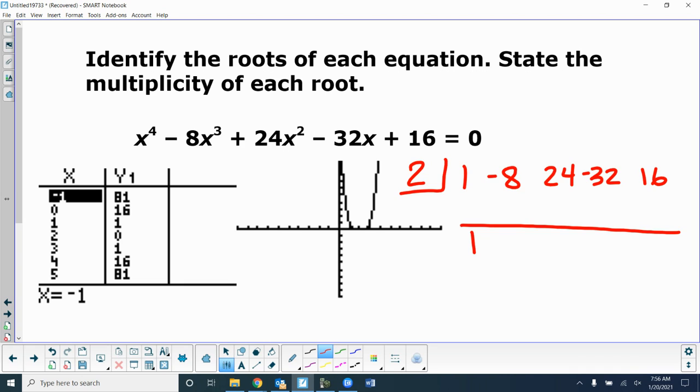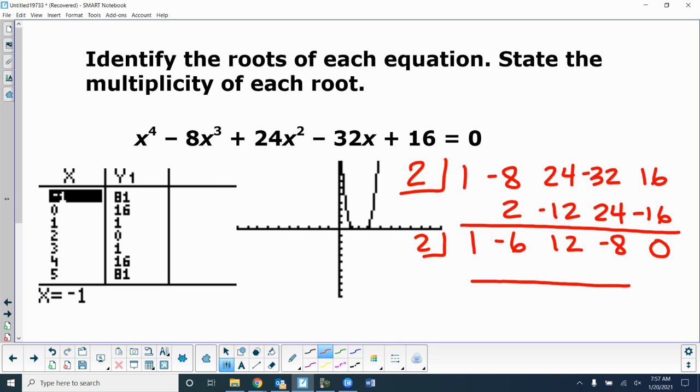Okay? So I go 2 times 1 to get the 2, then I add those. And 2 times -6 to get -12, and then I add those. And 2 times 12 is 24, and I add those. And 2 times -8 is -16. And I'm supposed to get a 0 there, right? Okay, now let's see if it works a second time. So you put the 2 out front again, and you just go to the -8 now. And see if you get a 0 again. So drop your 1, 2 times 1, then we add 2 times -4, and then we add and 2 times 4. So it does work twice, okay?